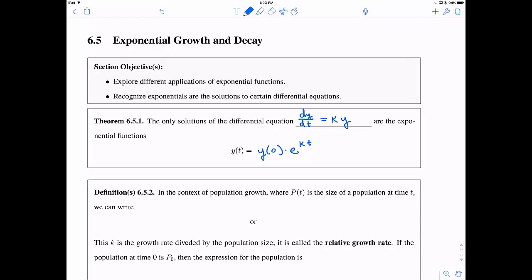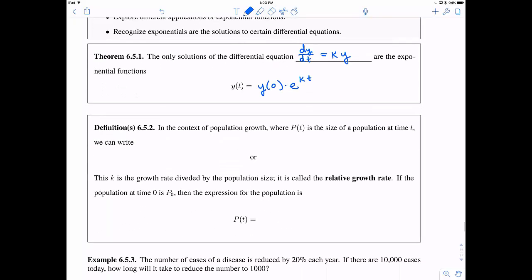All right. Now, this has many applications. So one of the applications is for population growth, right? So population growth, where P of t is the size of the population at time t, well, then we can write a differential equation. And the differential equation should say that the rate of change of the population is proportional to the population itself. Well, what does that mean as far as equation, right? So the rate of change of the population is the derivative, is proportional to the population itself. So that means if you have more people, there's going to be more people making babies, essentially.